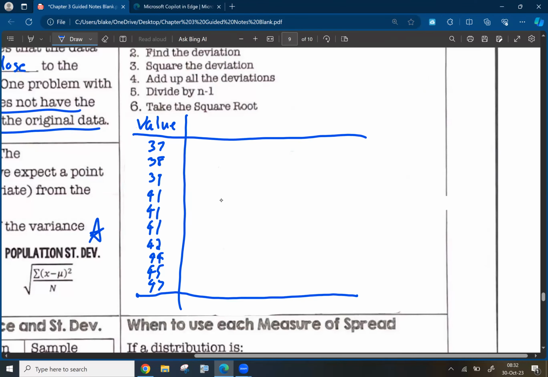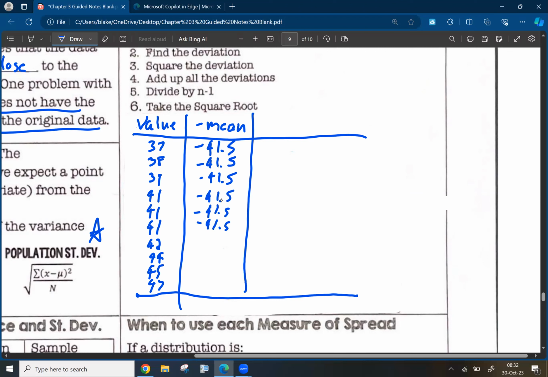All right, so what we're going to do is subtract the mean from each one of those values. So we're going to subtract 41.5 from 37. We're going to subtract 41.5 from 38. We're going to subtract 41.5 from every single number. And we're going to calculate those differences and put them right here.